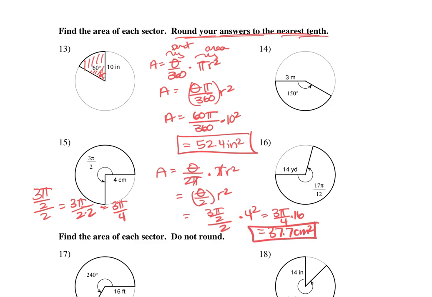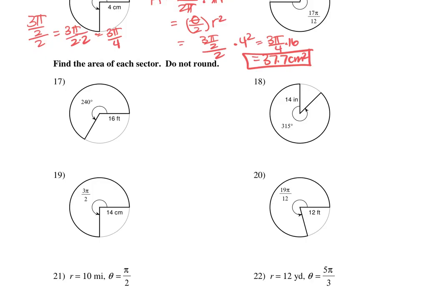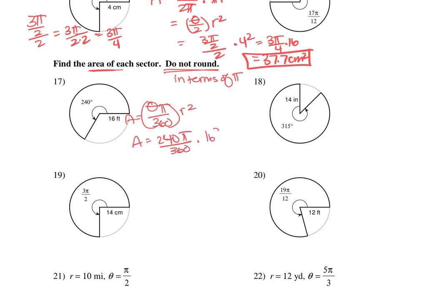Well, what happens if I want my area to be in exact terms? In other words, I do not want to round. So I need to find the area, no rounding. In other words, I'm going to leave it in terms of pi. So first of all, I'm in degrees. And if I remember, that was theta times pi over 360 times my r squared. That was my area. So for this problem, it's 240 times pi over 360 times my 16 squared.